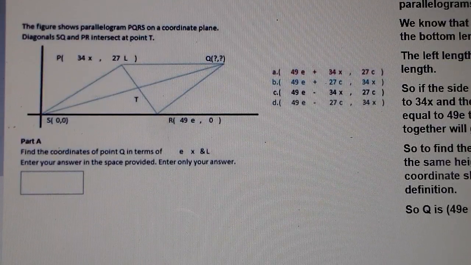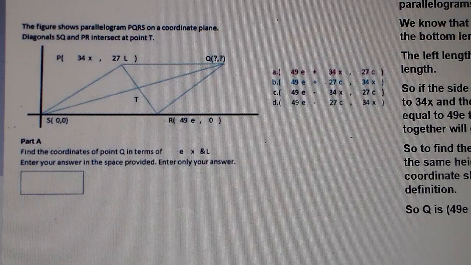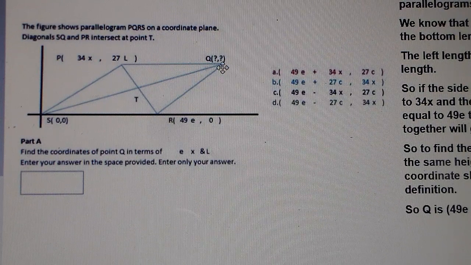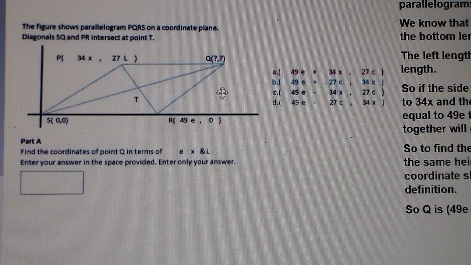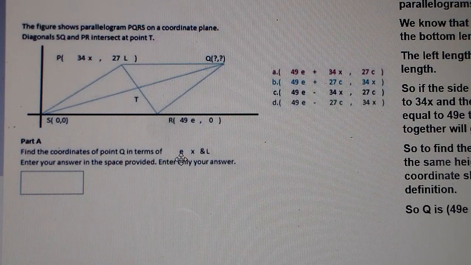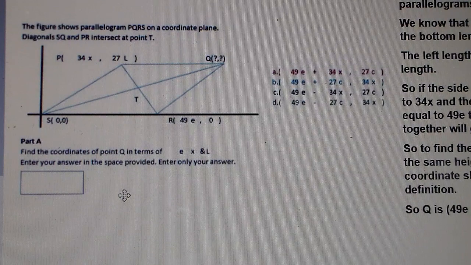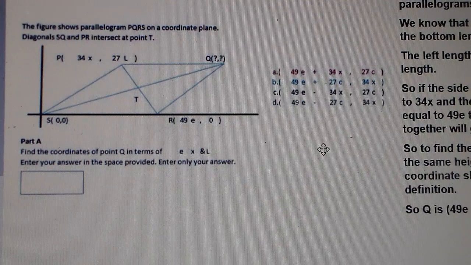Alrighty, so in this first problem, it says the figure shows parallelogram PQRS on a coordinate plane. Diagonals SQ, so this diagonal, and PR, right here, intersect at point T, right in the middle. Our goal is to find the coordinates of point Q in terms of the variables e, x, and L. Enter your answer in the space provided and enter only your answer. Over here I gave you some multiple choice, like how you're going to see it in the Google form.